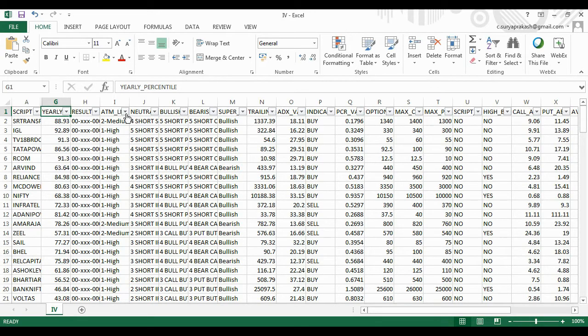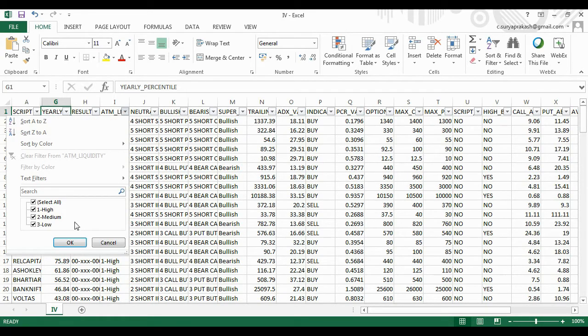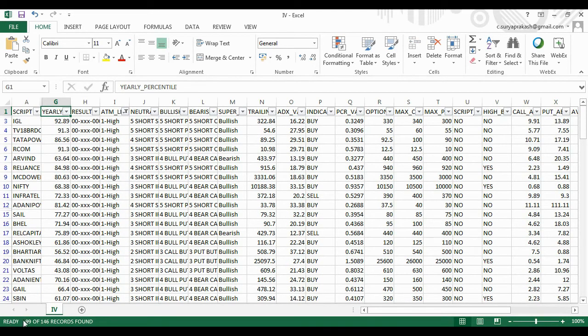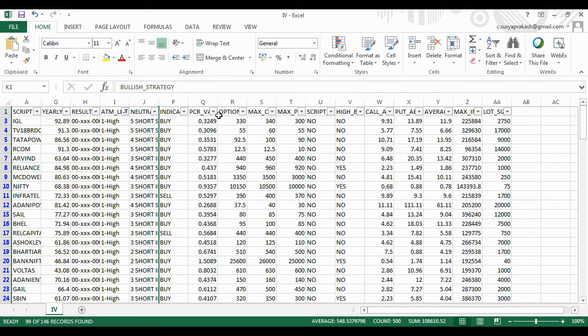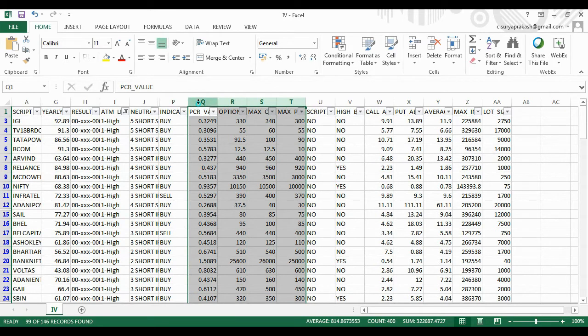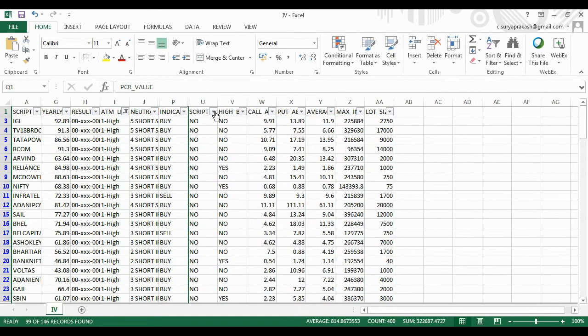Then the ATM liquidity. As I previously said, there can be different liquidity levels. Let's filter out the medium and low liquidity, so that out of 146, our records have been reduced to 99. Let's hide this column as well. PCR value is of no interest to us. I'm just hiding all the columns which are of no interest to me.